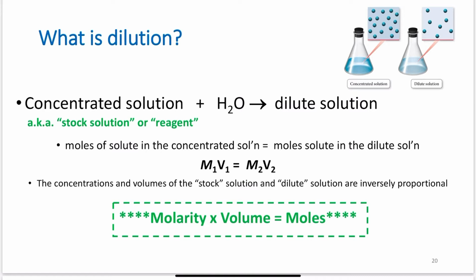So concentrated solution, we add water to it, we form a dilute solution. The concentrated solution is called our stock solution or often our reagent or reagent bottle. So this stock solution is often what we buy from the store. Or sometimes we will be in a lab and we need to prep something for students. We'll take a solid and we'll make a solution out of it. We'll make a stock solution that has a higher concentration so that we can make less of it.